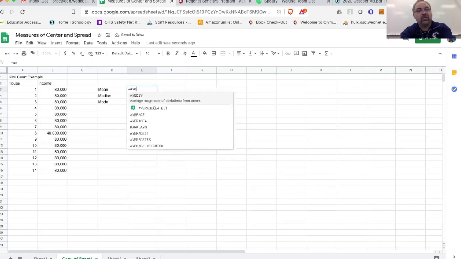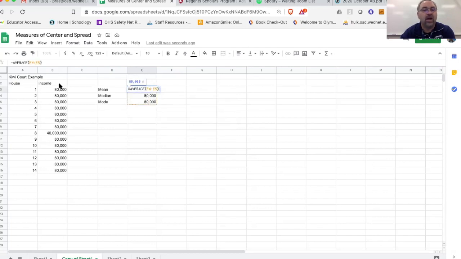In Google Sheets, there's a handy dandy way to find an average. You just type in average. You highlight the range of data that you want to find the average for. Close the parenthesis, hit enter. And notice the mean income of Kiwi Court is now $2.9 million a year. So pretty good deal, right? If I'd have stayed living there, I'd be making $2.9 million a year. No, that's not what that means.